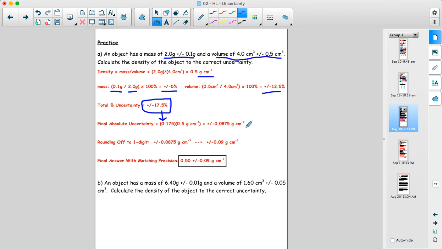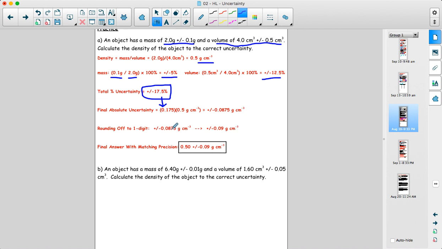This is our final uncertainty, but it hasn't been rounded off properly. So we've got to get rid of all these extra decimal places, because we can only have one digit of uncertainty. So I round it off, I get plus or minus 0.09. So that's actually going to be how I report my final uncertainty. And then I've got to make my density match. And so my uncertainty is saying that I'm uncertain in the hundredths place. So in this case, I'm going to add a 0 to make sure that I have the same number of decimal places in my measurement as I do in my uncertainty. So in both cases, I've got 2 decimal places.